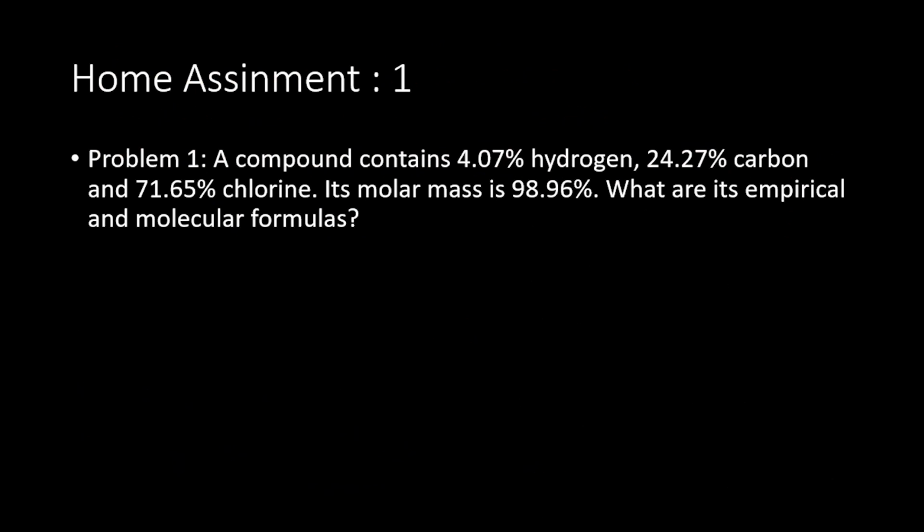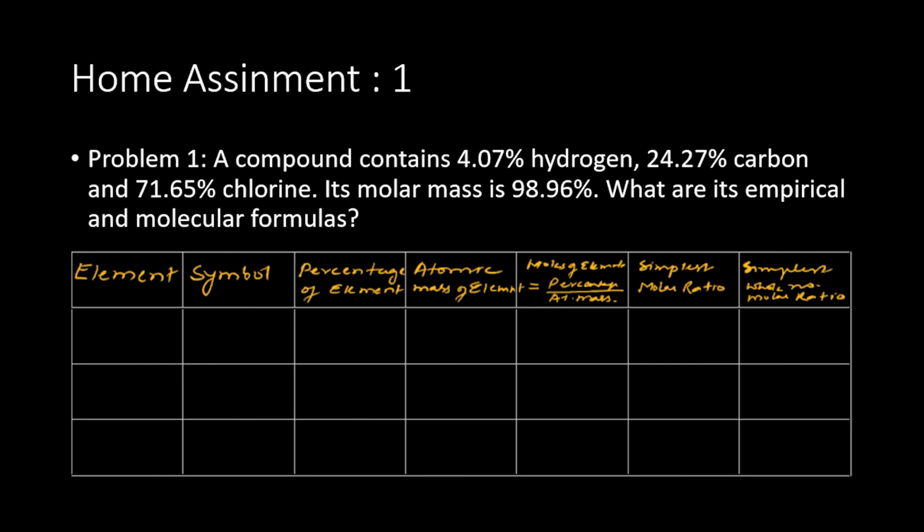Now the home assignment, the problem 1: a compound contains 4.07% of hydrogen, 24.27% of carbon, and 71.65% of chlorine. Its molar mass is given. What are its empirical formula and molecular formula? By following the given table, you can solve the problem easily.